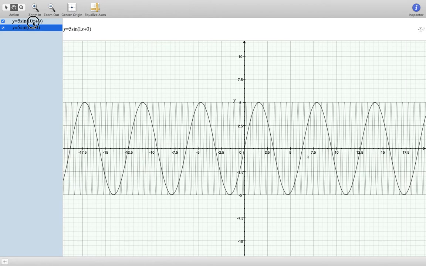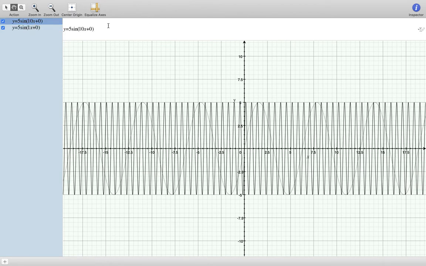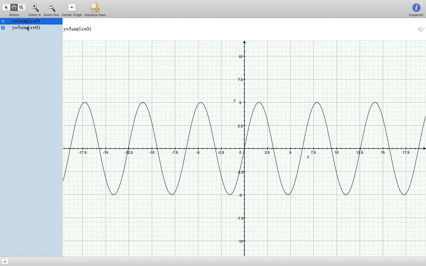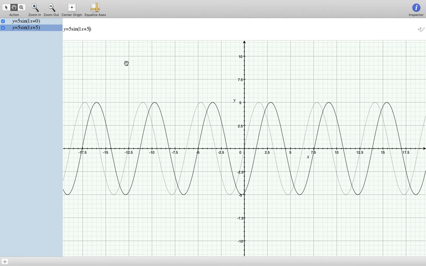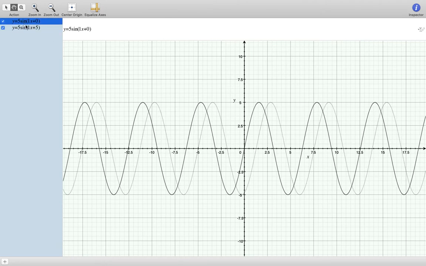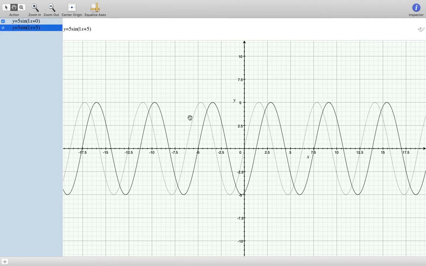So now let me go ahead and make these two equal. So now these two waves are equal. Now I'm going to change the phase shift. So there's a 0 degree phase shift. So the waveform follows this pattern right here. Now I'm going to change this to 5. Okay. So let's see what happens. So you see this was our original waveform with 0 degree phase shift, and now this is with the 5 phase shift.